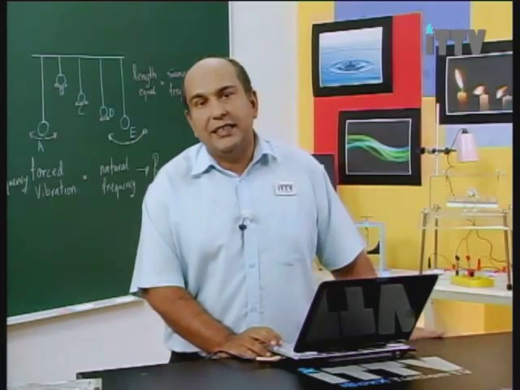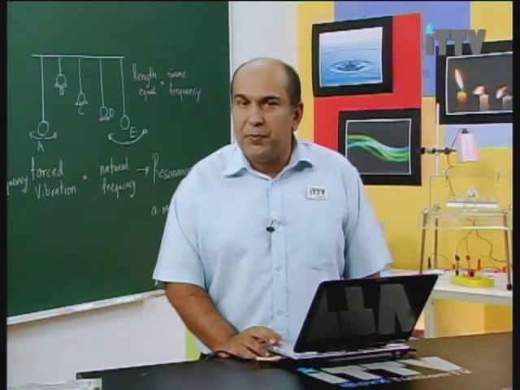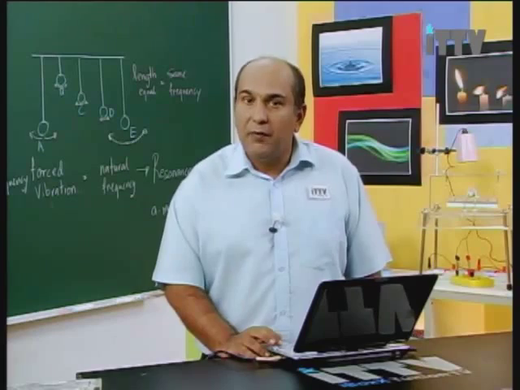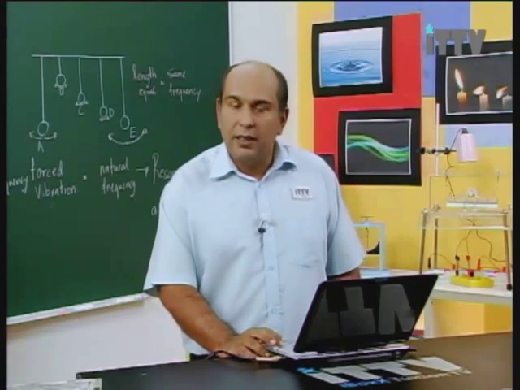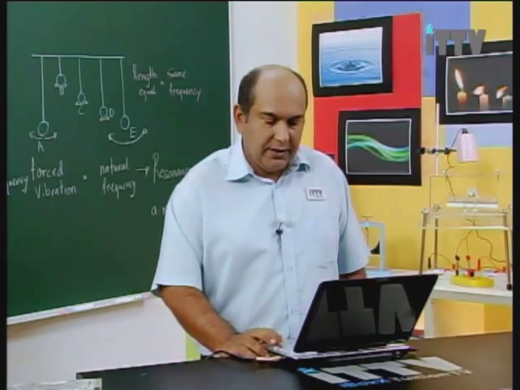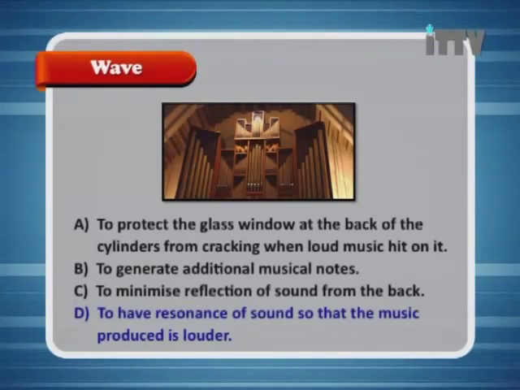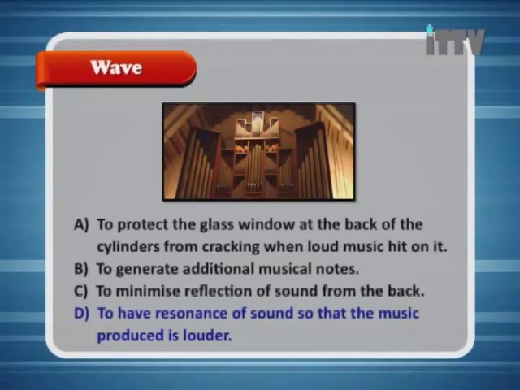So, which of these is the answer? Why do we have those metal pipes at the back? Have you made your selection? Let's have a look and see if you've got the right answer. D. To have resonance of sound so that the music produced is louder.